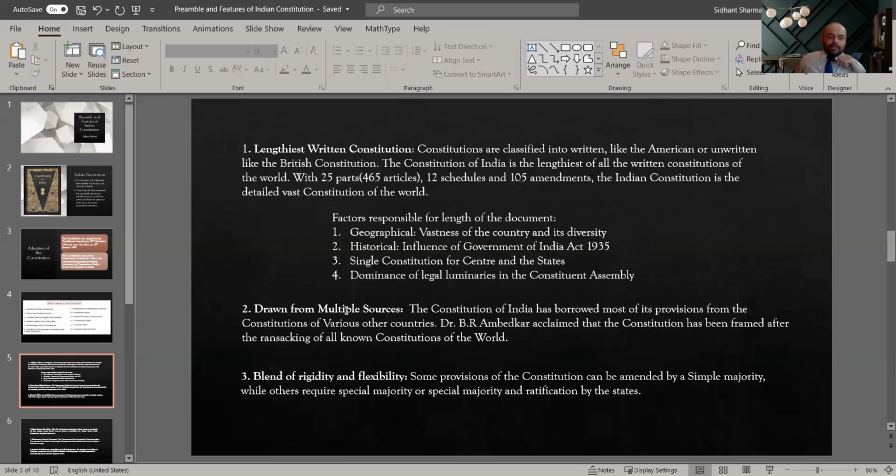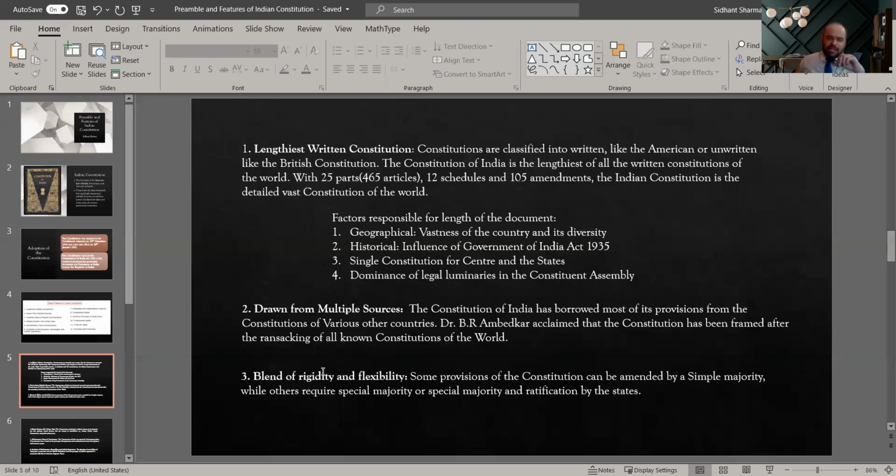Moving to the next feature of the Indian Constitution, it has been drawn from multiple sources. Several experts have quoted it as a patchwork. It is a beautiful patchwork. The Constitution of India has borrowed most of its provisions from the constitutions of various other countries. Dr. B.R. Ambedkar claimed that the Constitution has been framed after the ransacking of all constitutions of the world.